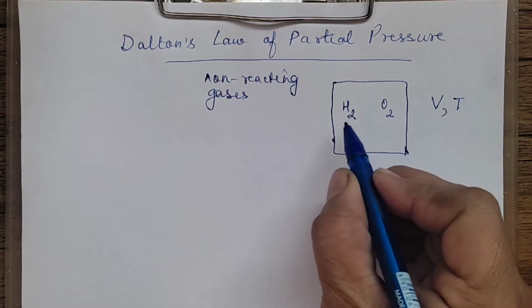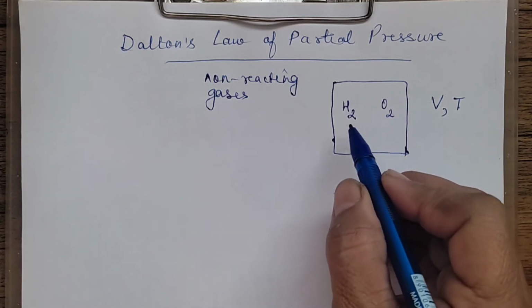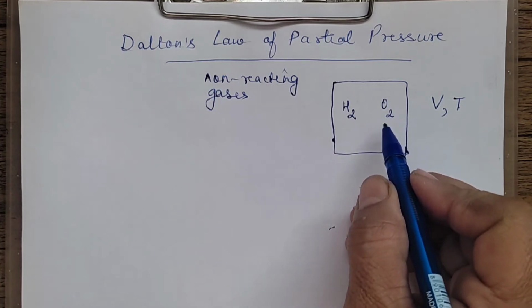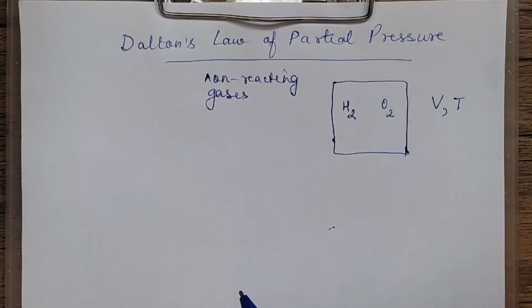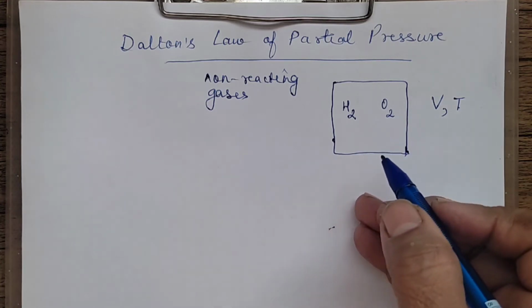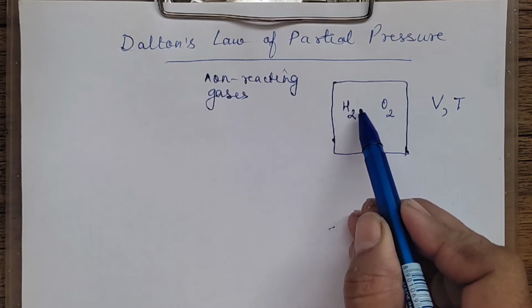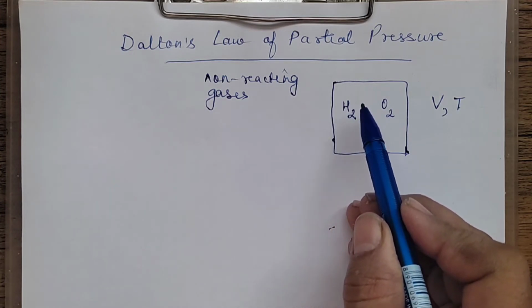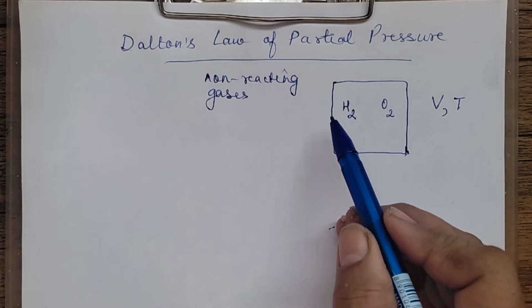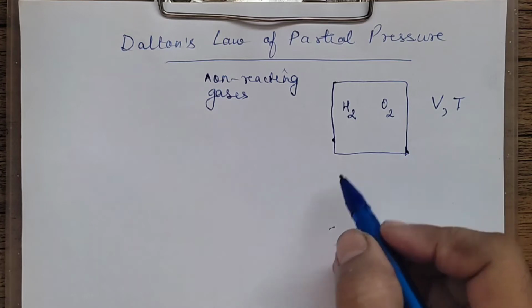So if we take some non-reacting gases, it can be any other gas also, these gases will exert their own pressure. What is pressure? We have discussed in the previous videos. It is the force with which these gases collide on the walls of the container per unit area. Force per unit area, that is pressure.